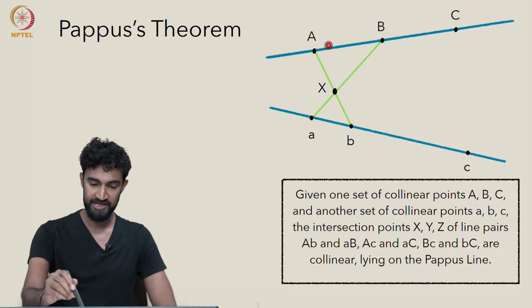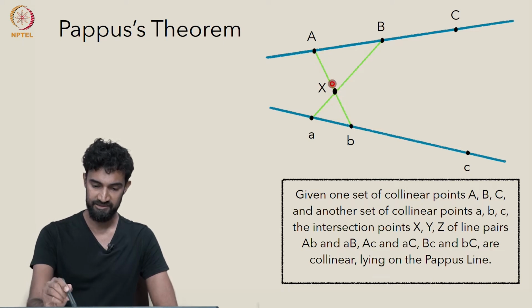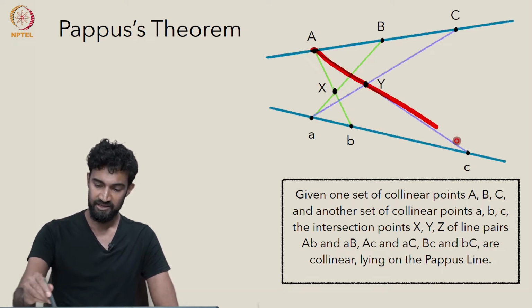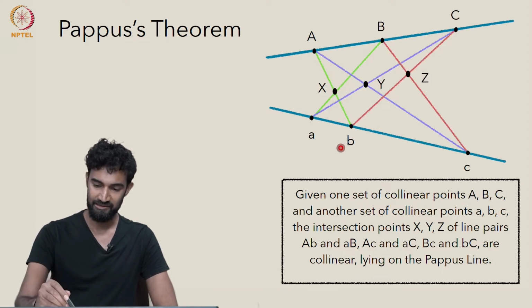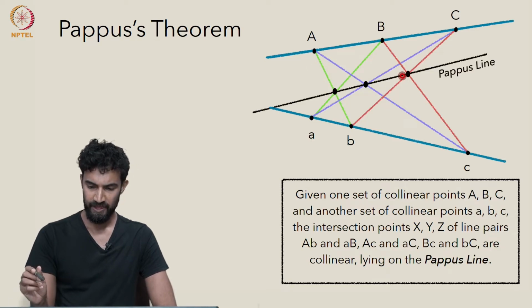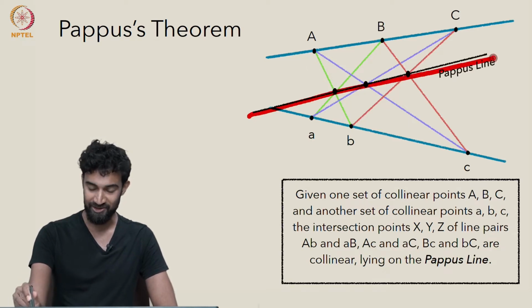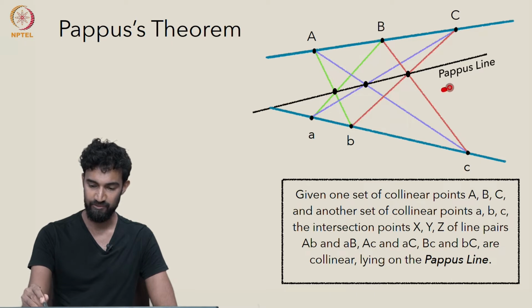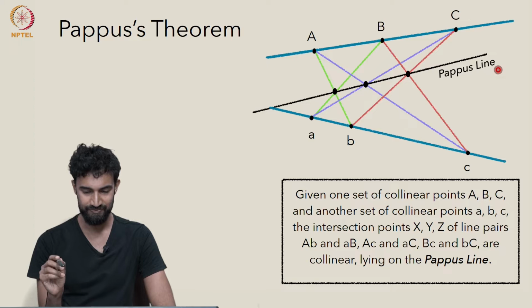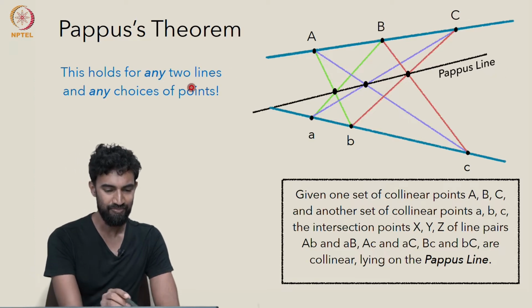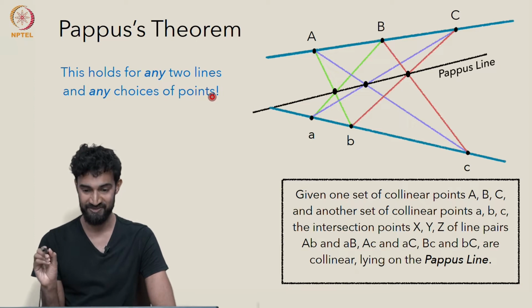So if we intersect Ab and aB, we'll call that X. Ac and aC, we call that Y. Little bc and b little c, we call that Z. Those are going to be collinear, and we'll call this the Pappus line. So this theorem holds for any two lines and any choices of points.